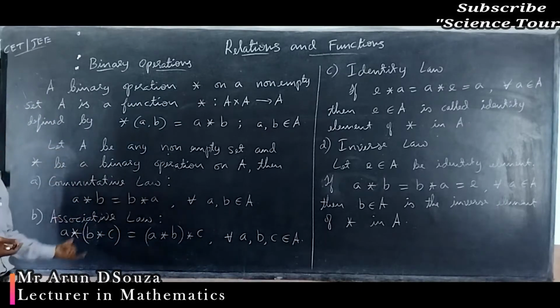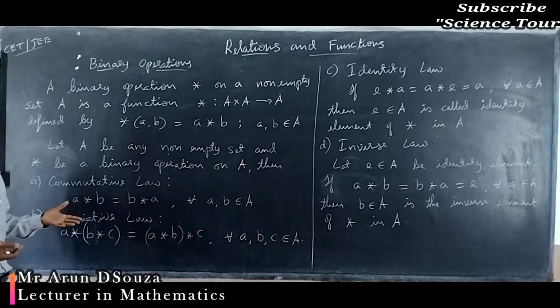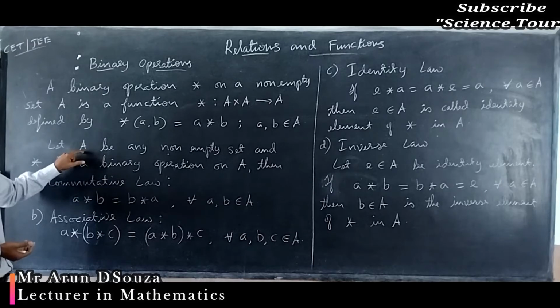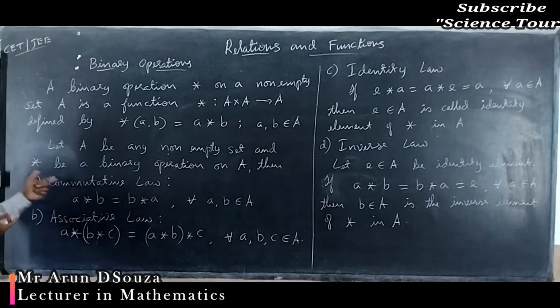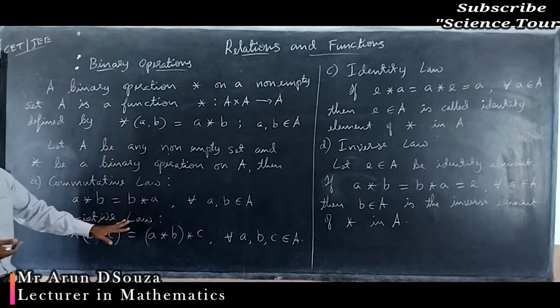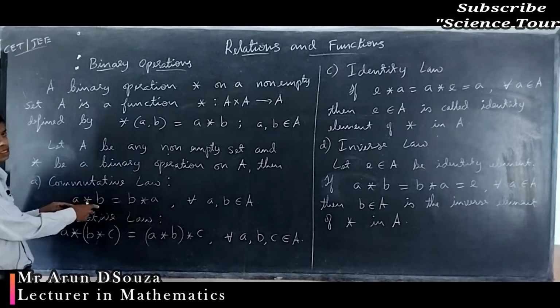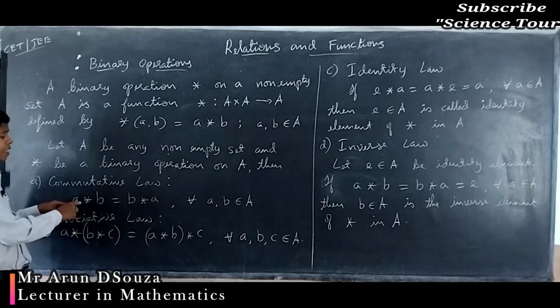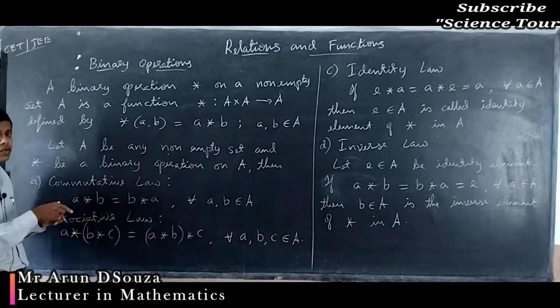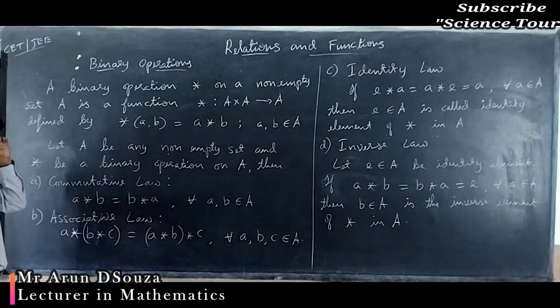Now you have some properties, laws, which are satisfied by the binary operation star. If you are taking the set A and the binary operation star, then what is a commutative law? A star B must be equal to B star A. So for example, A plus B is equal to B plus A, whereas if you write A minus B, that is not equal to B minus A. So then it won't be commutative. A into B is equal to B into A. A divided by B is not equal to B divided by A, correct? So that is the basic thing here.